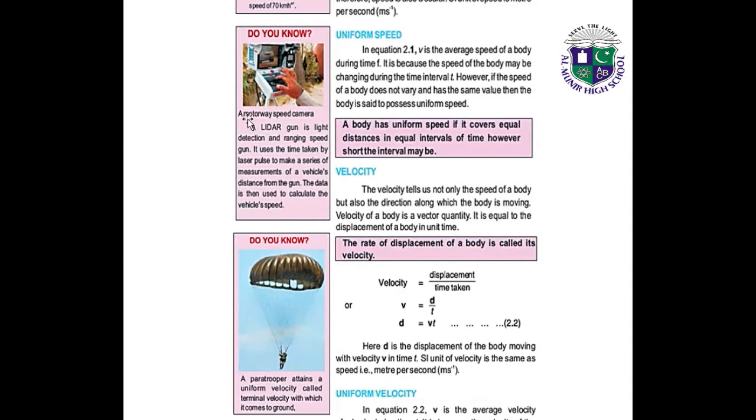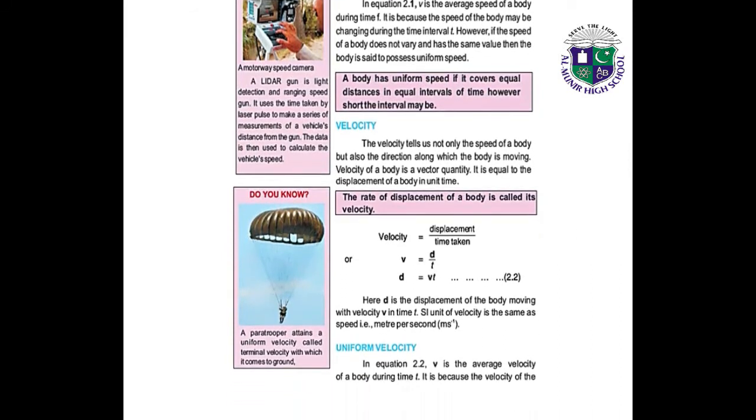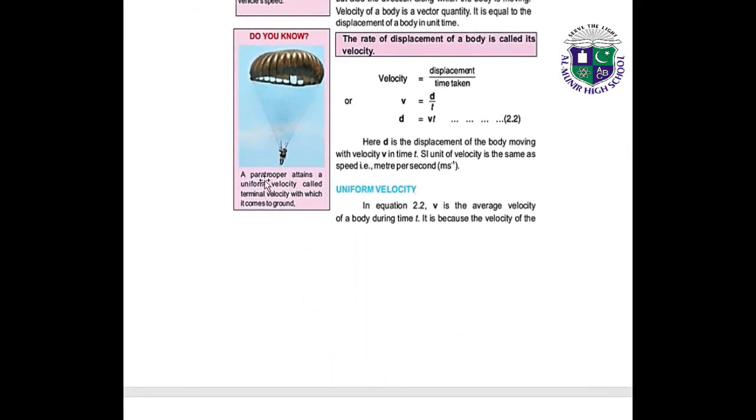Do you know a motorway speed camera? A lidar gun is a light detection and ranging speed gun. It uses the time taken by a laser pulse to make a series of measurements of a vehicle's distance from the gun. Also, do you know a paratrooper attains a uniform velocity called terminal velocity with which it comes to ground?